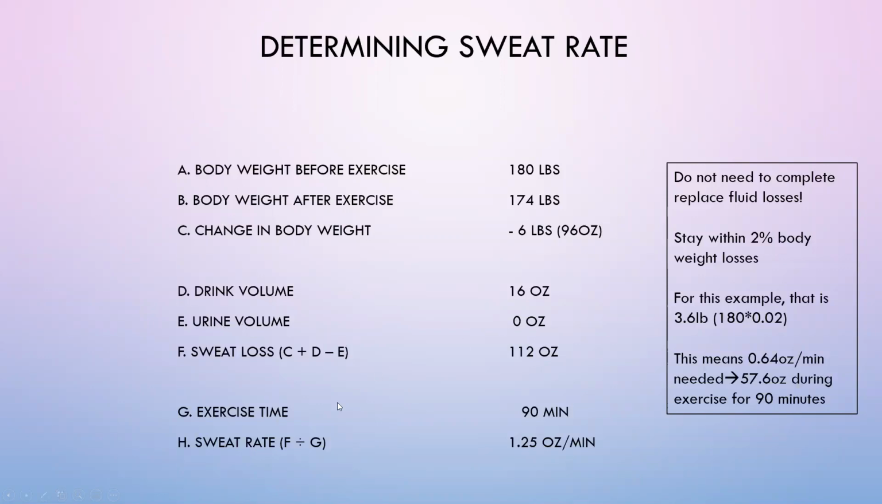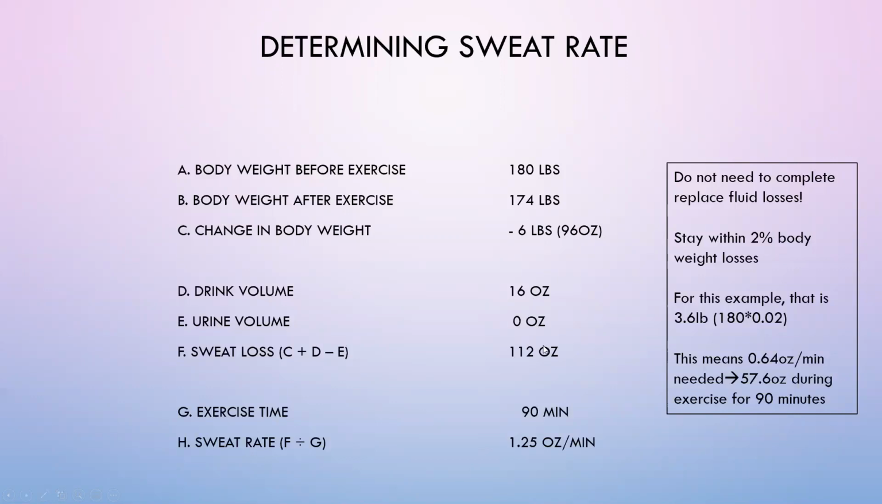Okay. So now what we're going to do to determine sweat loss is we're going to take our change in body weight in ounces. You're going to add in what that drink volume was, which is 16 ounces, and we're going to subtract the urine volume. So when you take 96 plus 16 minus 0, we get 112 ounces. Okay. So that's how much fluid was lost during this workout.